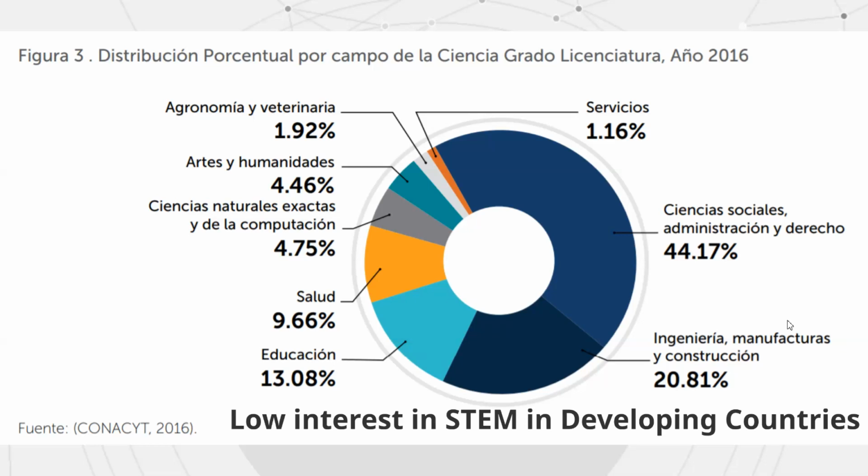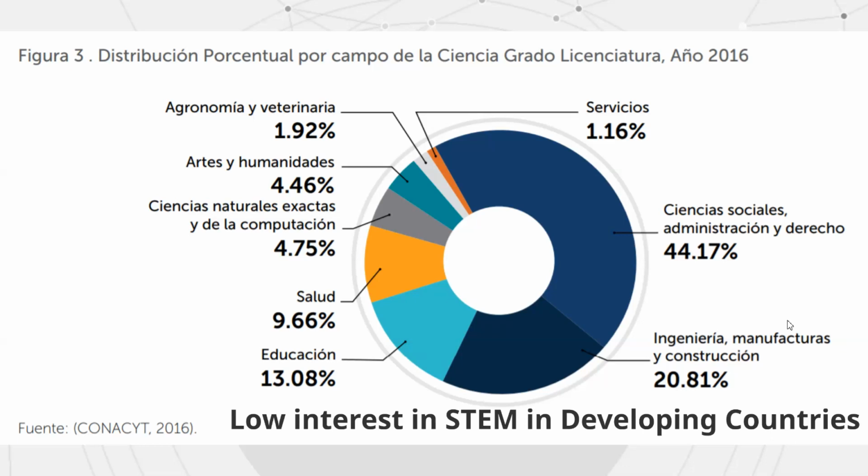Here we see a pie chart of Mexico, and we see that 44.17% of all the students are studying social science or management or law. So the big majority is studying something not STEM related.